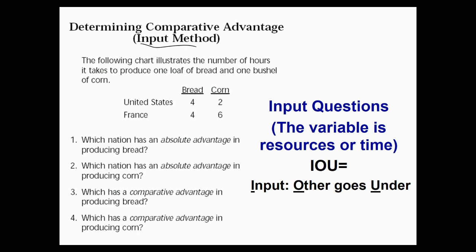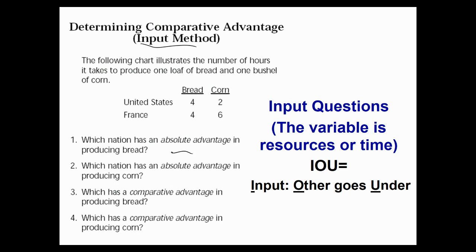So now you have to think a little bit differently because this is input hours. So when we think about which nation has absolute advantage in producing bread, you have to look at bread, and this is a little different. For bread, well, let's look. Both countries have to put in 4 hours. So neither of them has absolute advantage.